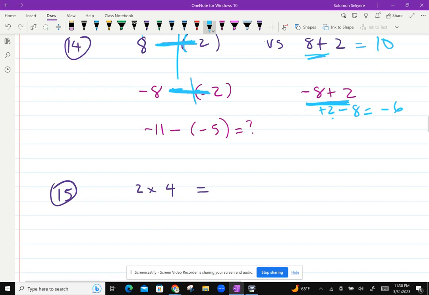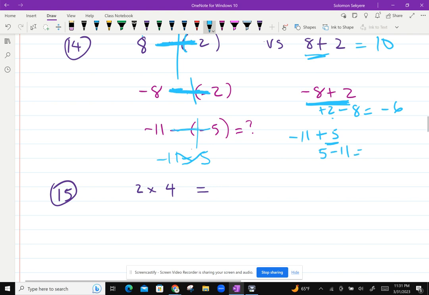Okay, try this one. Negative 11 minus negative 5. So you have two negatives in a row, right? This is different from negative 11 minus 5, right? This is negative 11 minus negative 5. Two in a row, it becomes plus. Okay, so it becomes negative 11 plus 5. What is that? You write your positive first, 5 minus 11.